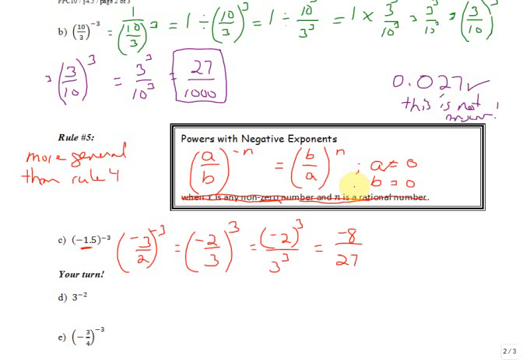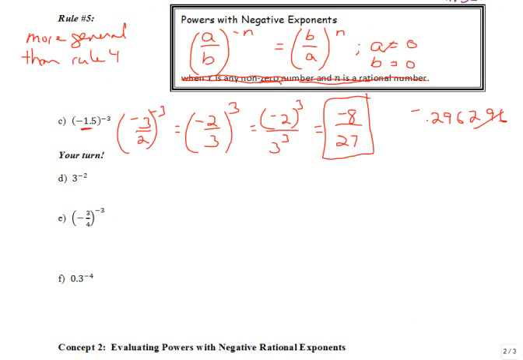Now, if you had just taken your calculator and gone -1.5 to the power of -3, you would get -0.296296, which is not the correct answer. The correct answer is the fraction. However, for checking purposes, I can do that, and then I can go -8 divided by 27, and lo and behold, I get the same answer, which means that my answer is correct. Okay? All right, your turn. Go ahead and do questions D to F, pause the video, do the questions, come back and check your answers.